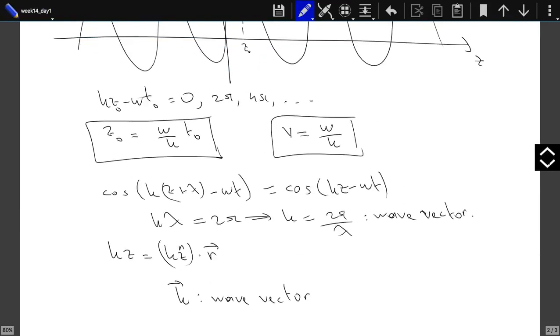We don't know what their velocities are. Maybe different waves have different velocities. I don't know. But I know that if I can determine a relation between omega and k, and even that relation need not exist, then I will know what the velocities are.